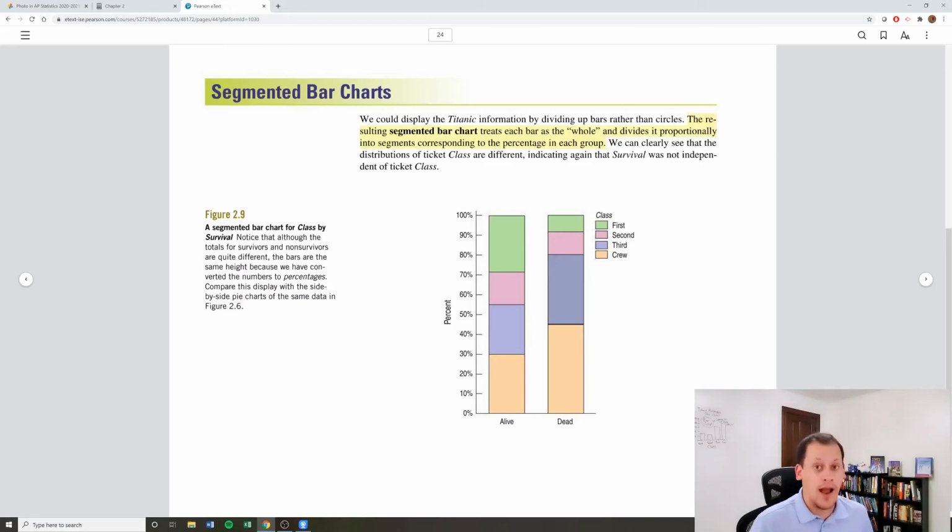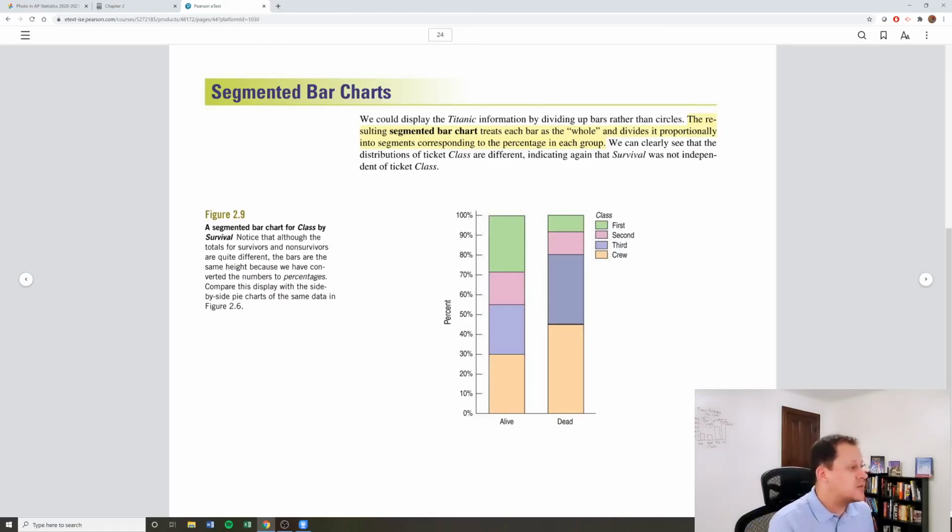And by looking at this graph, the only way that the mortality rate and class could be independent is if those two columns look the same. They obviously don't, right? The tan crew bar is much higher in the dead column than it is in the alive column. It's the reverse for first class. A lot more first class people are alive than dead. So you could, by looking at this graph, say there's a relationship between how likely you were to survive the Titanic, and what class of ticket you had.